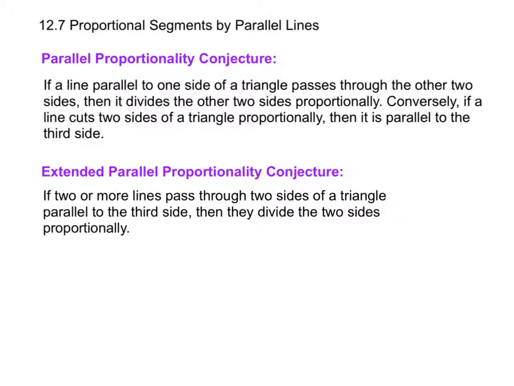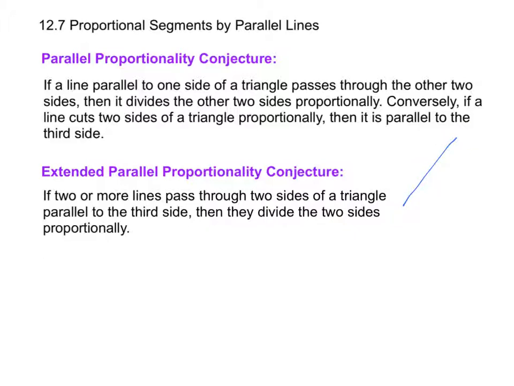So this first conjecture here, the parallel proportionality conjecture, says that if a line parallel to one side of a triangle passes through the other two sides, then it divides the other two sides proportionally. And conversely, if a line cuts two sides of a triangle proportionally, then it's parallel to the third side.